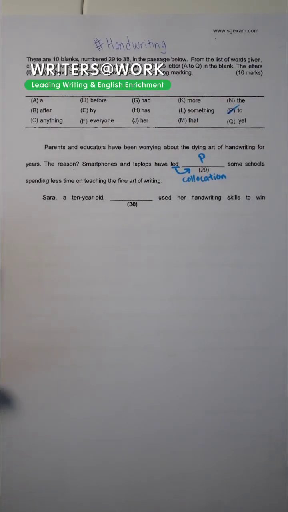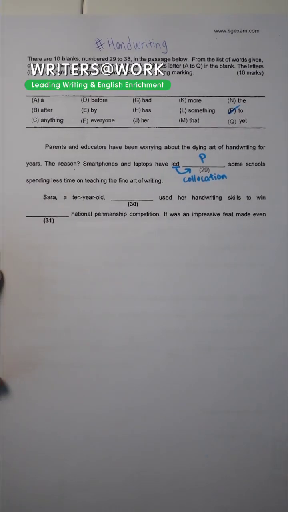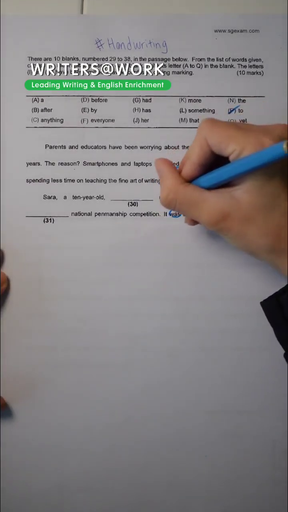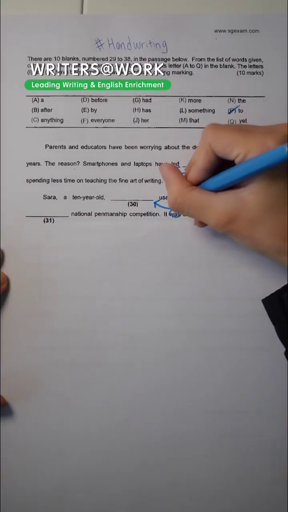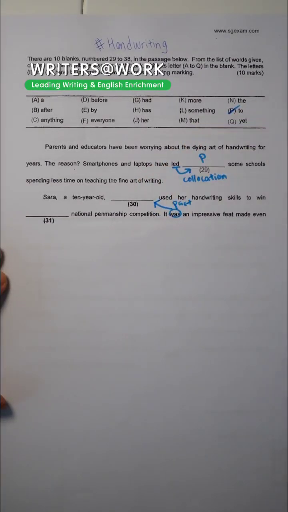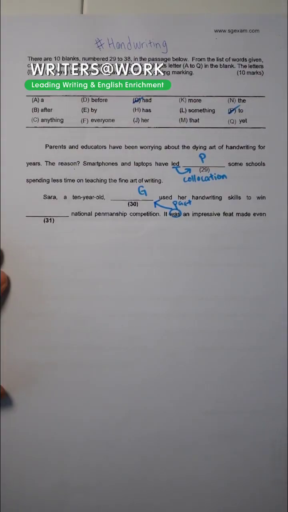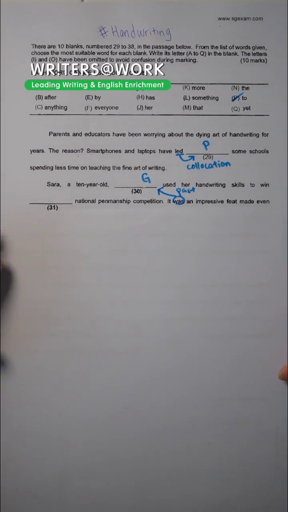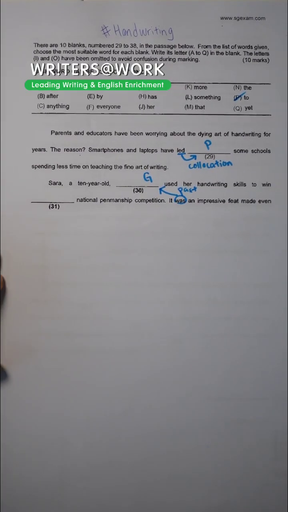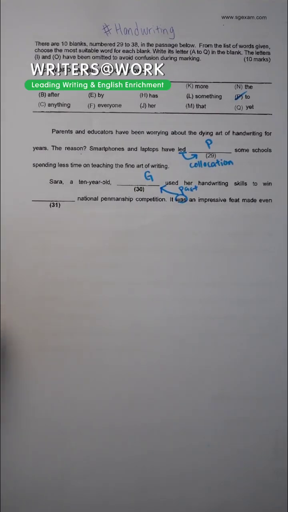Sarah, a 10-year-old, used her handwriting skills to win blank national penmanship competition. So it was an impressive feat. It was tells you this is in the past tense. So what should be the blank over here? That would be, as Cornelius has pointed out, option G. Had used her handwriting skills. Good job, Cornelius. To win blank national penmanship competition. Good job, Gaia, as well, for getting the right answer.